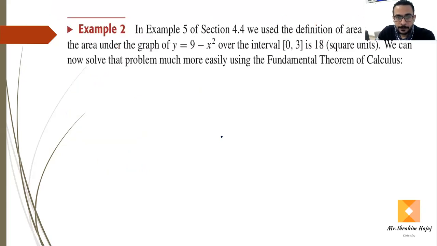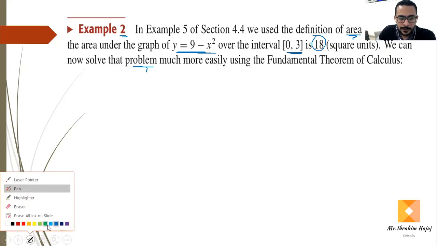Okay, example 2. In example 5 of section 4.4, we used the definition of area to show that the area under the curve y equals 9 minus x squared over the interval 0 to 3 is 18. We can now solve the problem much more easily using the Fundamental Theorem of Calculus. So let's do it, guys, by using the definite integral and the Fundamental Theorem of Calculus.